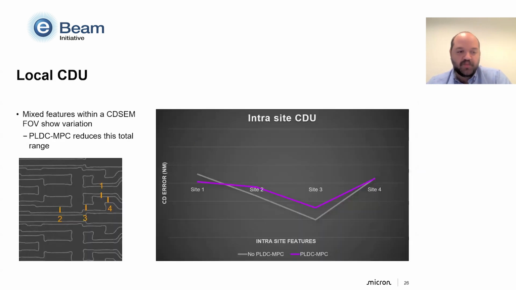Local CDU improvement from the variable etch bias model. Shown here are mixed features within a CD-SEM field of view showing CD variation. PLDC-MPC reduces this total range. So here you can see the no PLDC-MPC range of these 4 CD sites, CD site 1, CD site 2, CD site 3, CD site 4. And you can see that this error is reduced with PLDC-MPC.